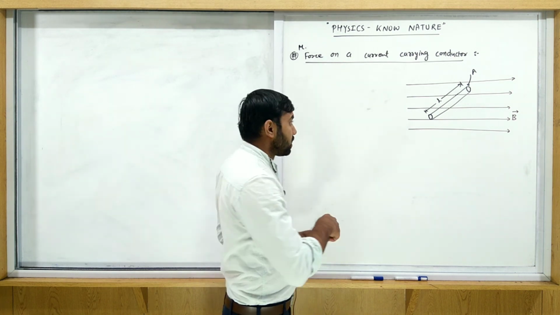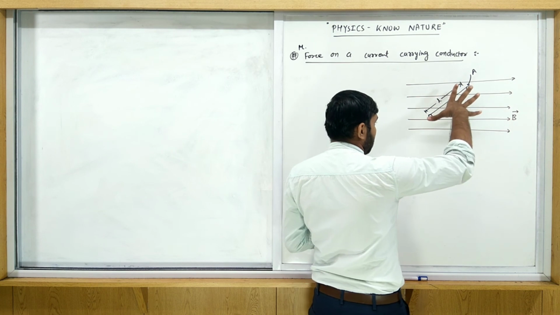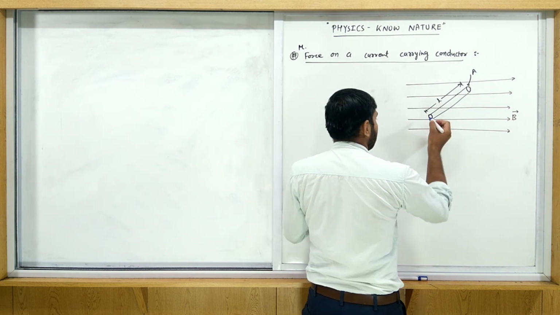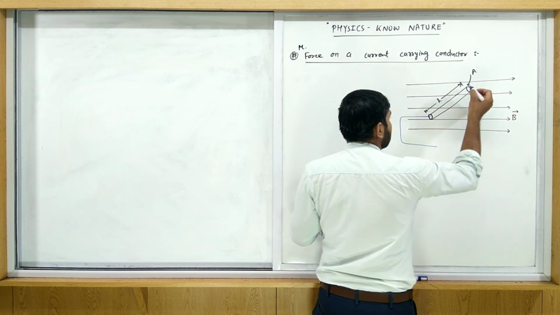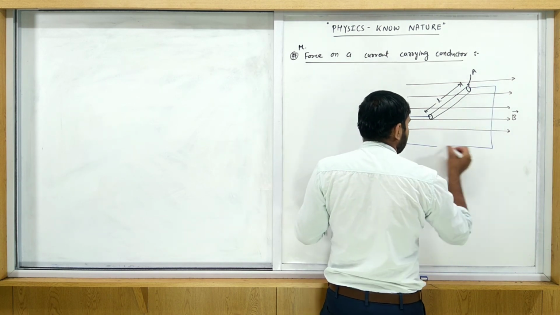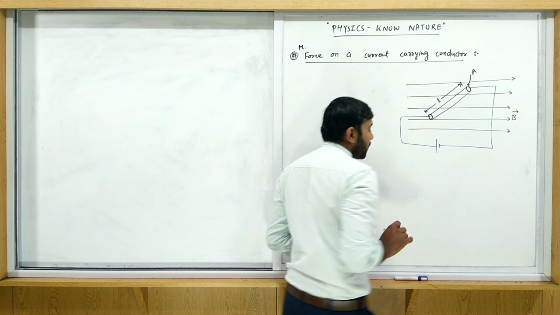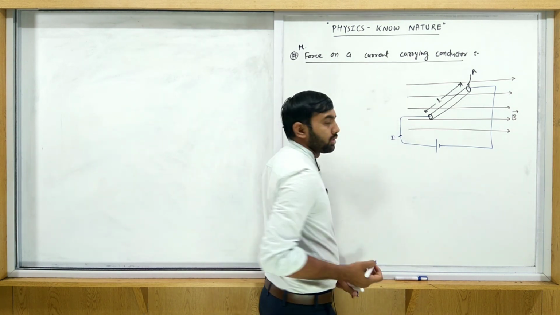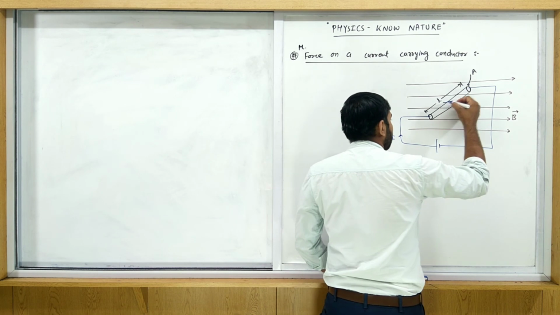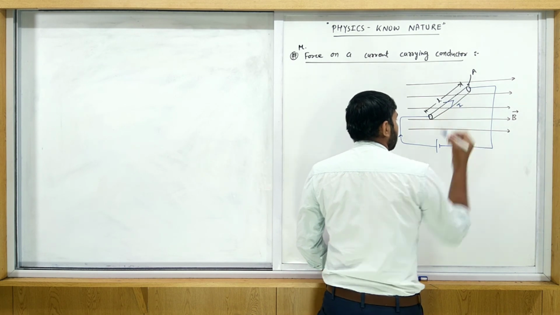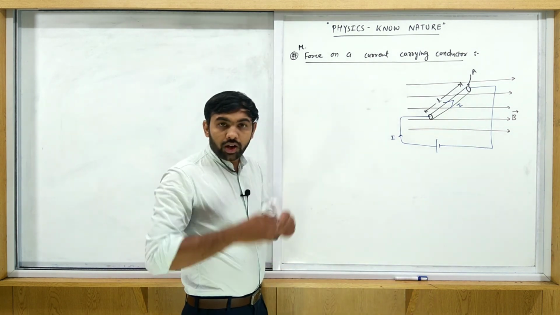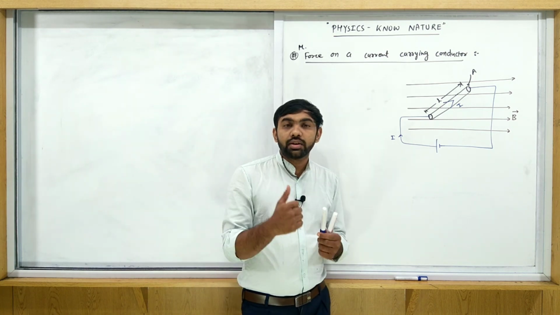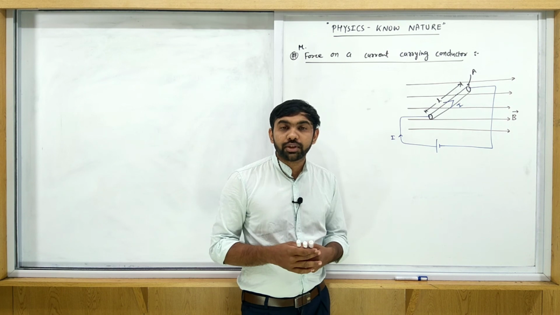Initially nothing is passing through it. Now you connect this conductor with a battery. Due to this, some current flows through it. Suppose a current I flows through this conductor. Current flowing means electrons are flowing, that is, electrons are moving with some speed Vd.